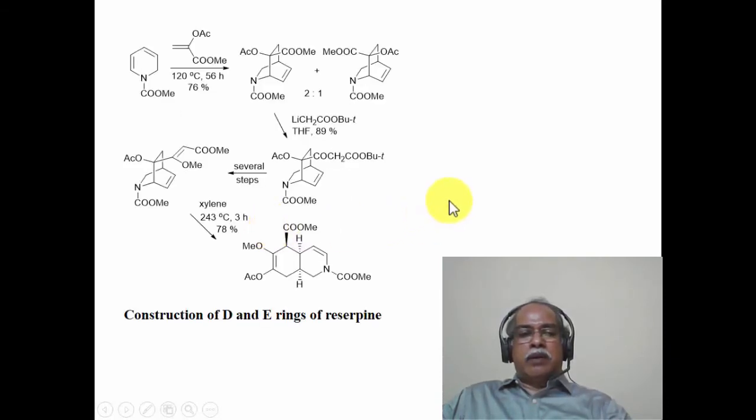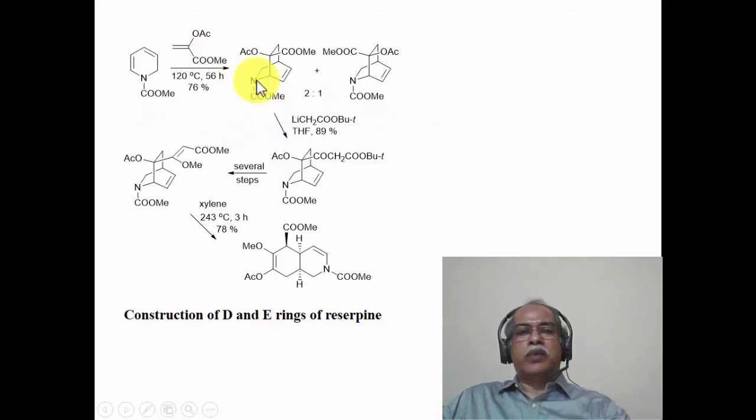Here is an example of a synthesis of a naturally occurring molecule, reserpine. Reserpine is again an alkaloid. This is a construction of ring D and E of reserpine that is being shown in this particular case. Now the Diels Alder reaction is essentially between the dihydropyridine, this particular molecule which is a starting material, acting as a diene, and this acts as a dienophile. This is an alpha acetoxy acrylate, methyl acrylate, which is acting as a dienophile.